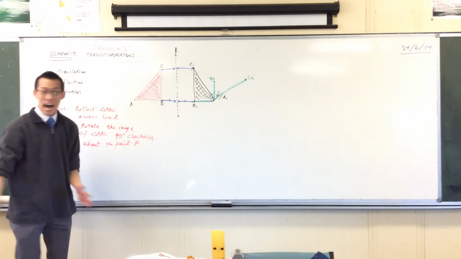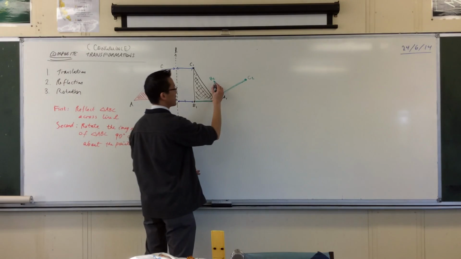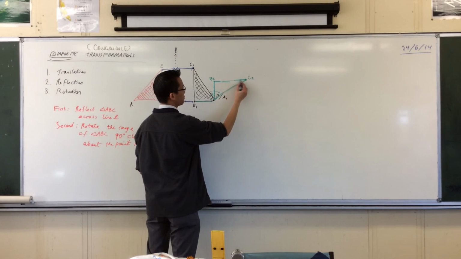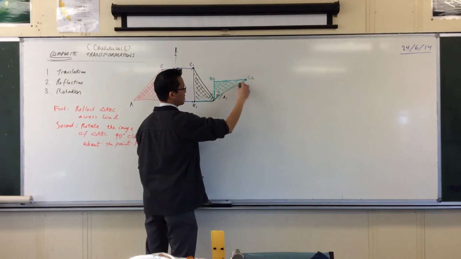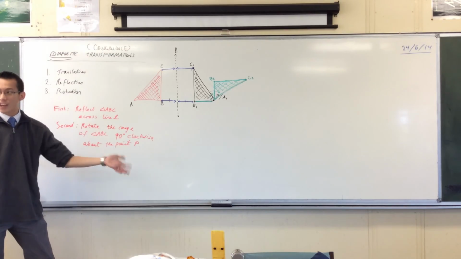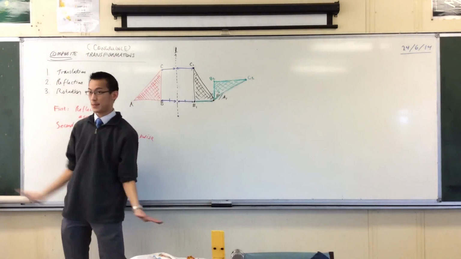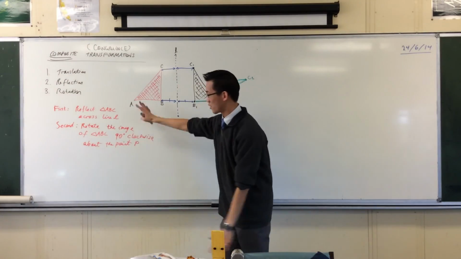Now, I'm almost done. I've actually got all the points I need. All I have to do is connect this up, and there's my triangle. Ta-da! So there's my composite transformation, from the red all the way to the green. And that was the instructions that we followed.